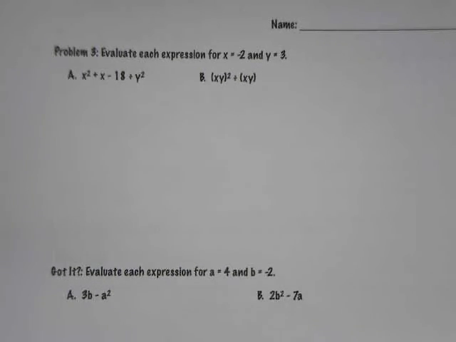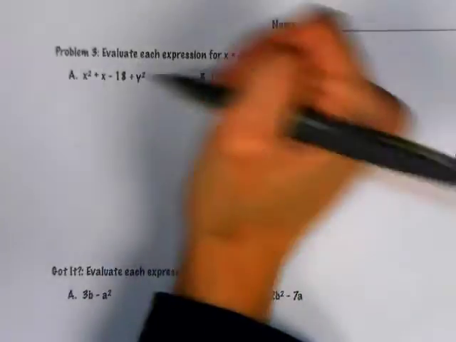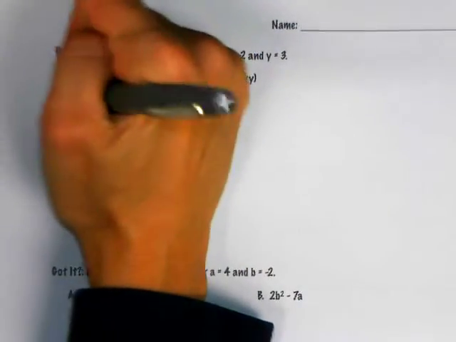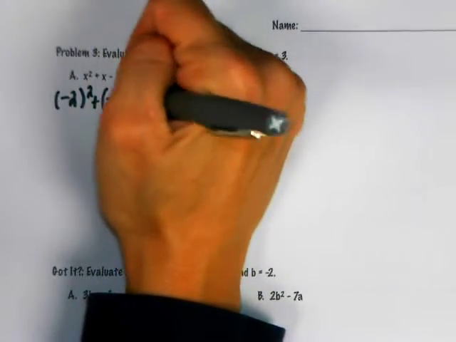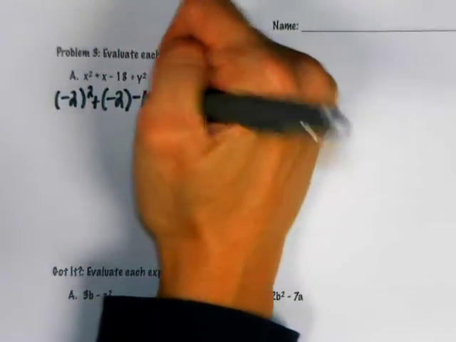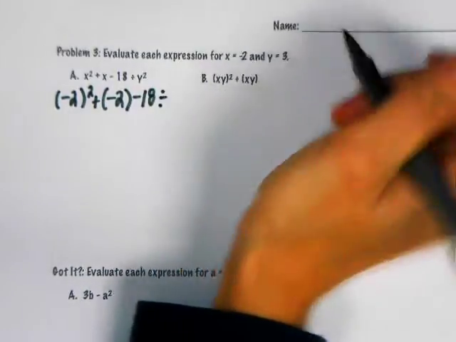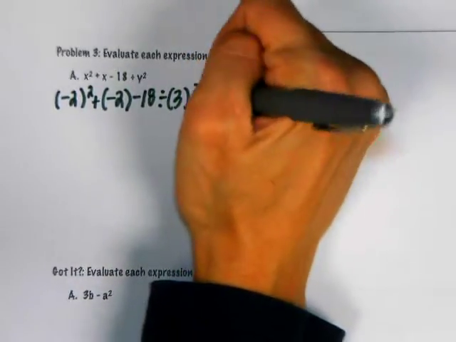All right, so you have x is negative 2 and y is 3. It is crucial that you put parentheses around the numbers you're plugging in always, but especially negatives, okay? So you plug this in, x squared, which is negative 2, so negative 2 in parentheses, squared, plus negative 2 in parentheses, minus 18, divided by y squared, y is 3 in parentheses, like that.